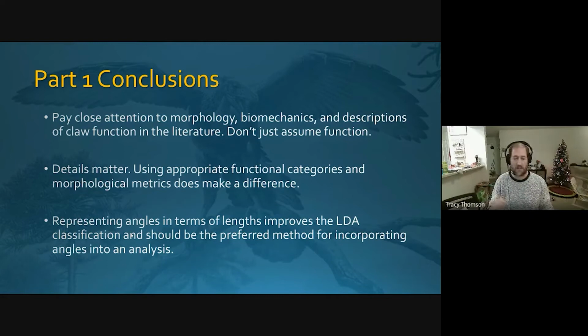Also, representing angles in terms of lengths, not using degrees, but using length-only measurements should be the preferred method because it increases the classification rate. More things are classified more correctly.